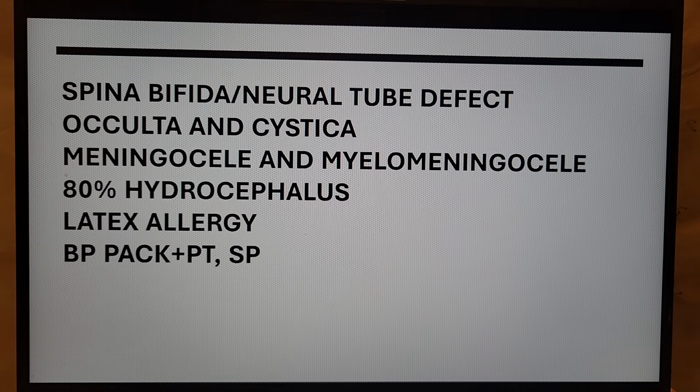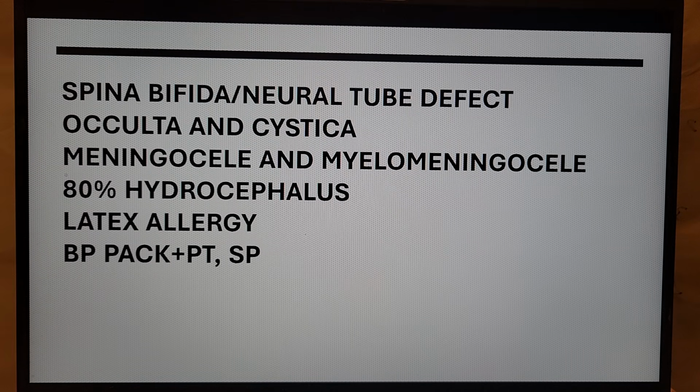The worst is myelomeningocele, because in the pouch, cele means pouch, right? It has meninges, so they are at risk for meningitis. And myelo, this myelo is spinal cord, right? It is tangled. Now the CSF cannot flow. That's why 80% of them usually have hydrocephalus. Okay, so this baby with the neural tube defect, spina bifida, myelomeningocele, usually 80% hydrocephalus, and this baby is usually allergic to latex, right?